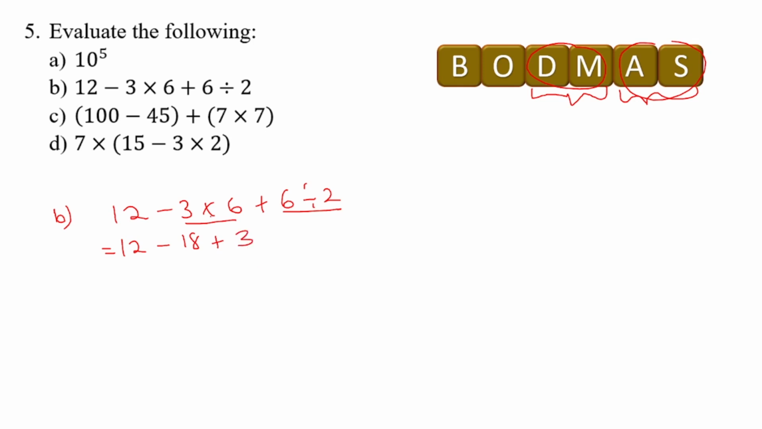See that? We have started by multiplying and dividing. And then now we can add and subtract. When you're adding and subtracting, you can just move from left to right. 12 minus 18, that is negative 6. Then negative 6 plus 3, that is negative 3. Okay. Remember, when you're adding or subtracting, just move from left to right. You don't need to do addition first followed by subtraction. Just move from left to right like this.